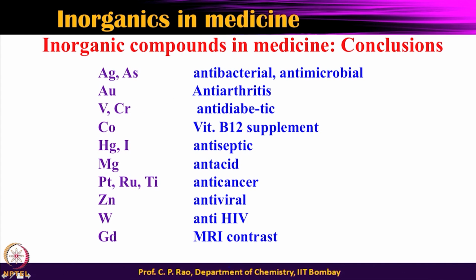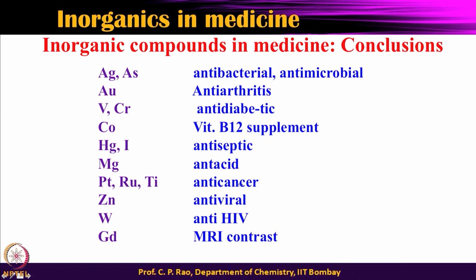Vanadium and chromium can be used for anti-diabetic aspects. The only thing is that they are not in the market, but they have been shown to some extent. Cobalt is used as the vitamin B12 supplement, mercury iodide can be used as an antiseptic, and magnesium as an antacid. Magnesium salts can also be used as a laxative, etc.